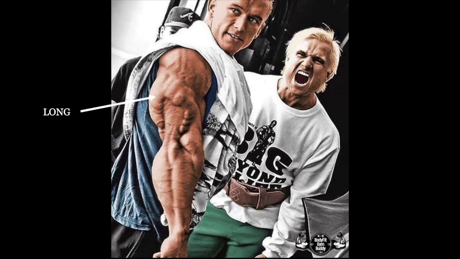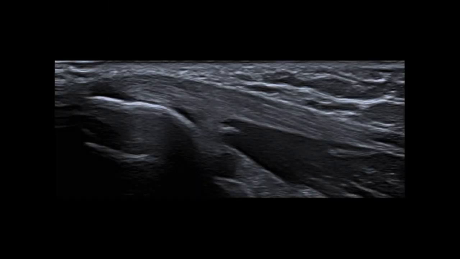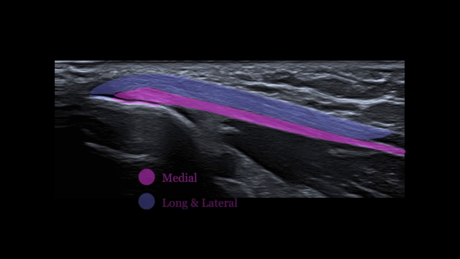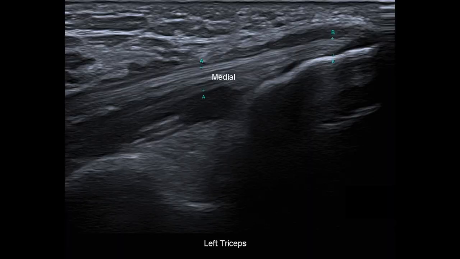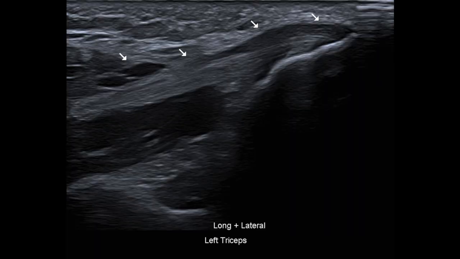Now, we're probably aware that the triceps consists of a long head, a lateral head, and a medial head, but we're probably not all aware of how this tendon inserts. The medial tendon inserts anteriorly and deep, whilst the long and lateral tendon inserts posteriorly and superficial. And this is really important to be aware of, because when you have a distal triceps rupture, the medial component will often remain intact, but you'll have a complete tear of the long and lateral component.